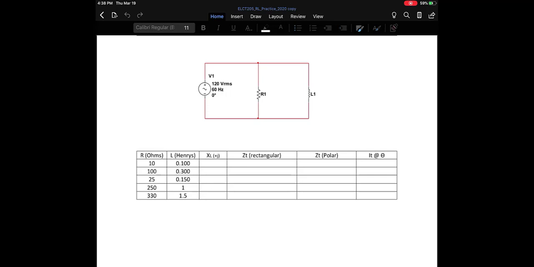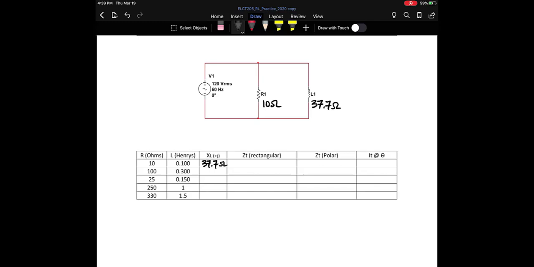So let's start by taking a look here, and we'll use the first line of the table again. That means our resistor R1 would be 10 ohms in that branch. And remember, we calculated a value of 37.7 ohms for our XL value for this inductor, so I'm going to put 37.7 ohms in the table. The rectangular value of impedance is not something we can get directly by putting the two values together as a rectangular value.